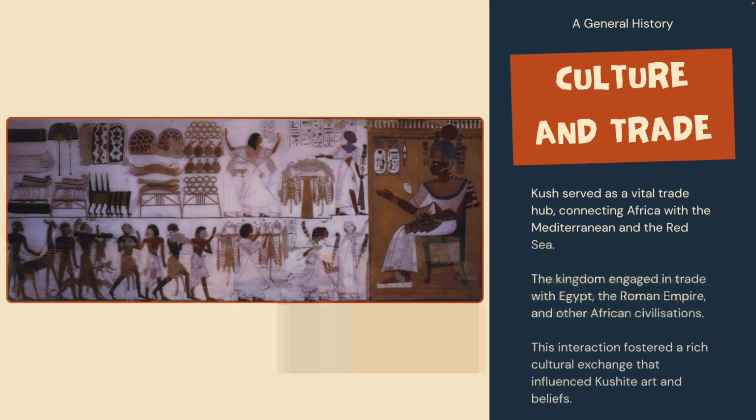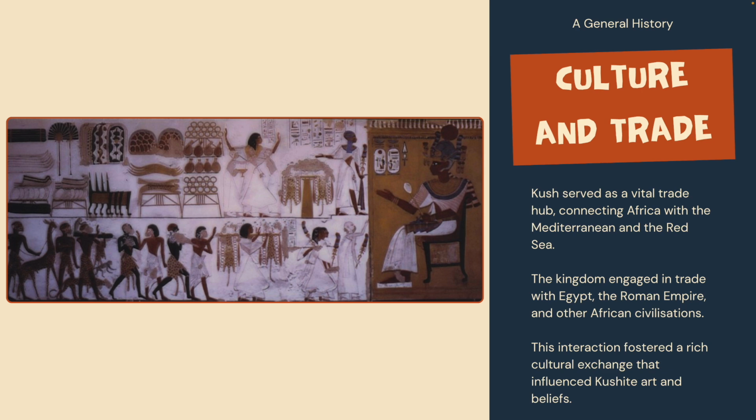Culture and trade. So Kush served as a vital trade hub, connecting Africa with the Mediterranean and the Red Sea. Now, if you remember that map, you will see that the Mediterranean was at the top and the Red Sea was going down, and it was the division between the African continent and Saudi Arabia. So the kingdom engaged in trade with Egypt, the Roman Empire and other African civilizations.